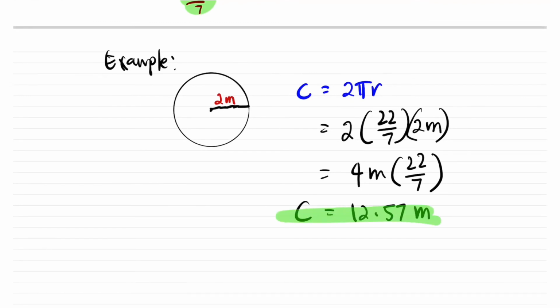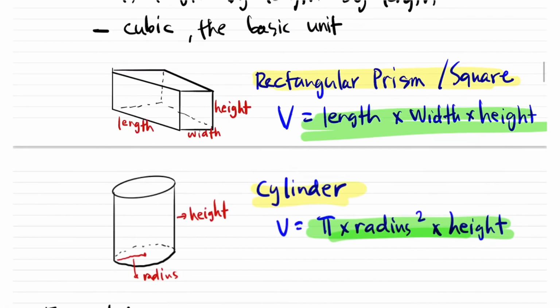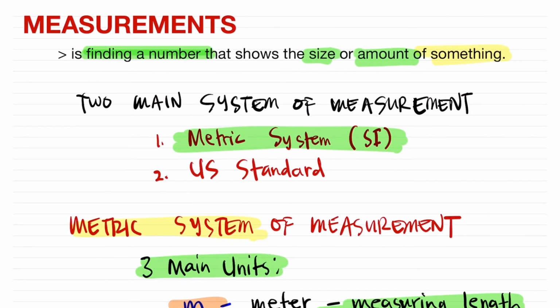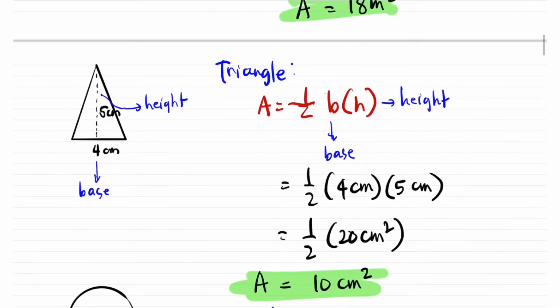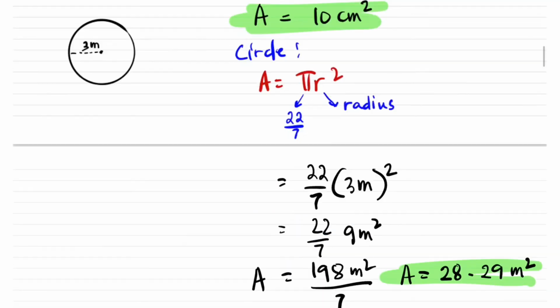Alright, so we have an example here. So I hope measurement is clear. Again, we define measurement. Measurement is finding the number that shows the size or amount of something, and we have here area, volume, perimeter, and circumference.